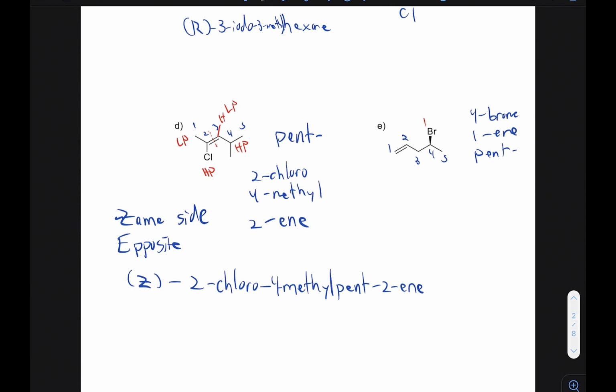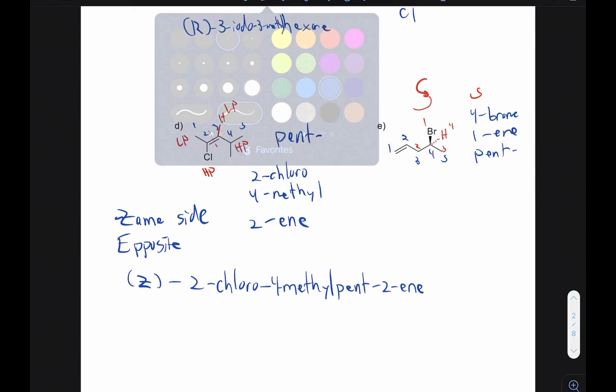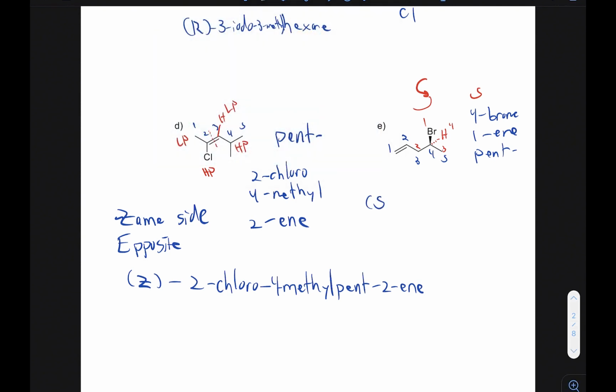So we have 1, second priority, 3rd priority, and our hydrogen in the back, of course, is 4. So we have counterclockwise, right? We can start drawing an S here from that. So we know we have S as well. So stringing this all together, we have S-4-bromopentene. We don't need to say 1-ene. We can if we want to. It's totally fine to do that, but this is fine.